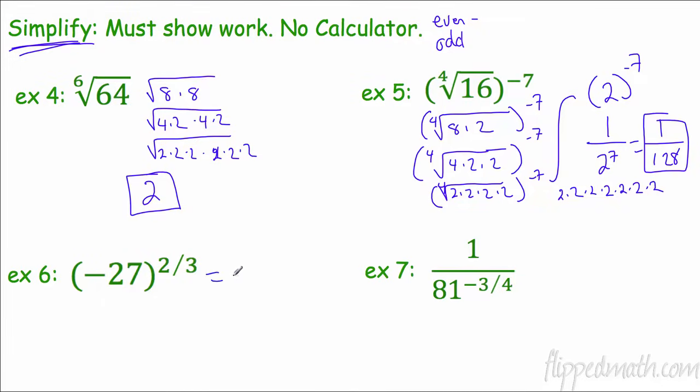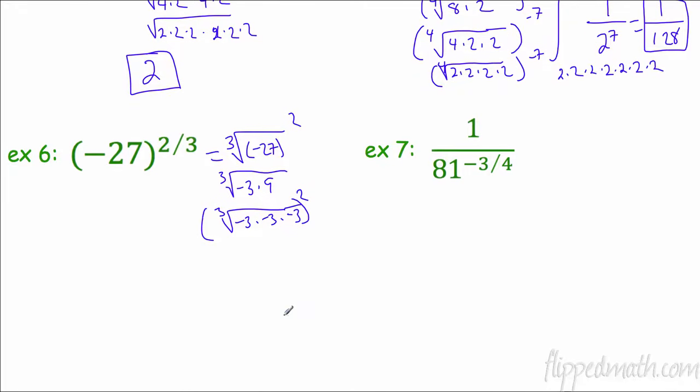I'm going to rewrite this. All right. So I want the third root of negative 27, and then I'm going to square my answer. So let's see. What is the third root of negative 27? Well, negative 3 times 9. And I know that this is negative 3 times negative 3. So if we take a look, the third root of negative 27 is negative 3. And then we want to square that, so that's negative 3 times negative 3, which is a positive 9.